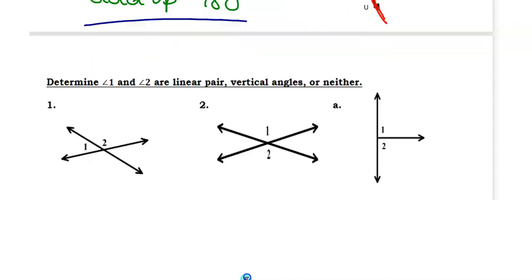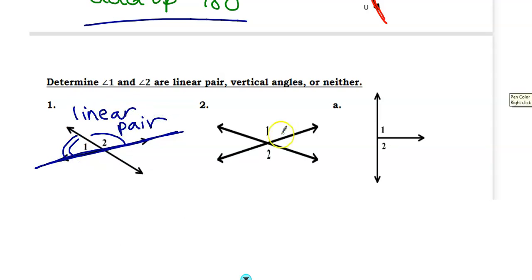All right, so let's identify these. So angle 1 and 2 are linear pair, vertical angles, or neither. So we have to identify these and see what's happening. So angle 1 and angle 2 make a straight line. So that is a linear pair. 1 and 2 for here, well, they're not next to each other. They're across the way from each other. So it makes that hourglass figure. So it's vertical angles.